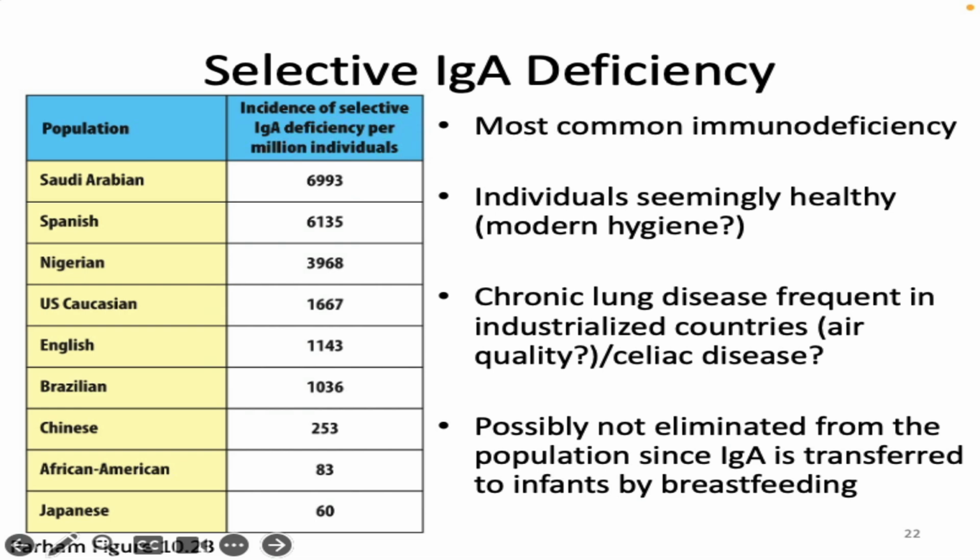This is actually incidence per million individuals. You can see that depending on the population group we're looking at, the frequency varies a bit, but it's pretty frequent. What is interesting about selective IgA deficiency is that it generally seems like people who have this are entirely healthy. So you could have selective IgA deficiency right now and not know it. We often don't see any impact of selective IgA deficiency.